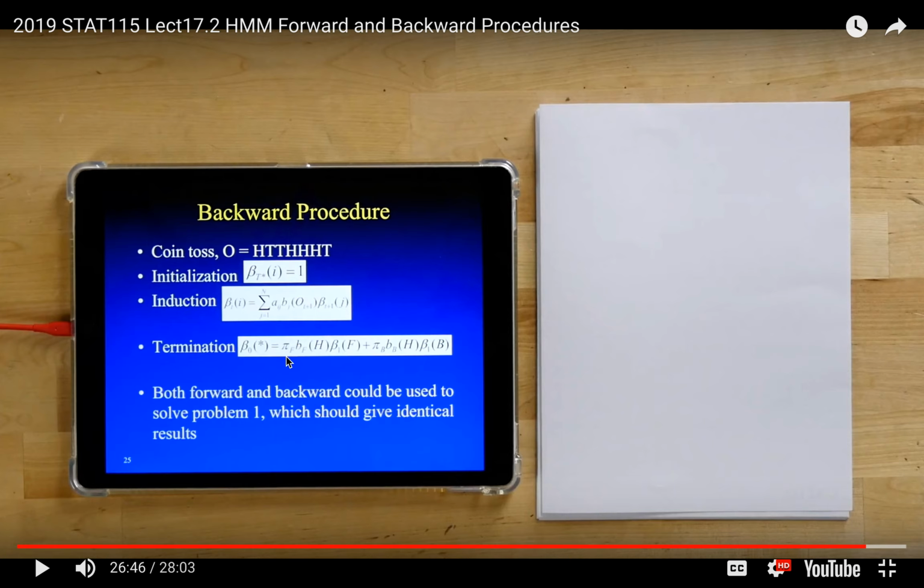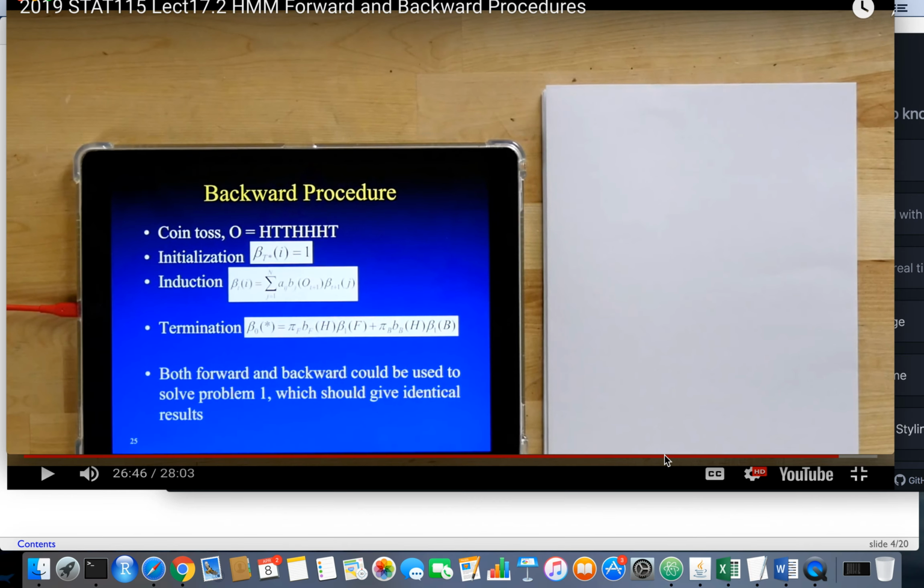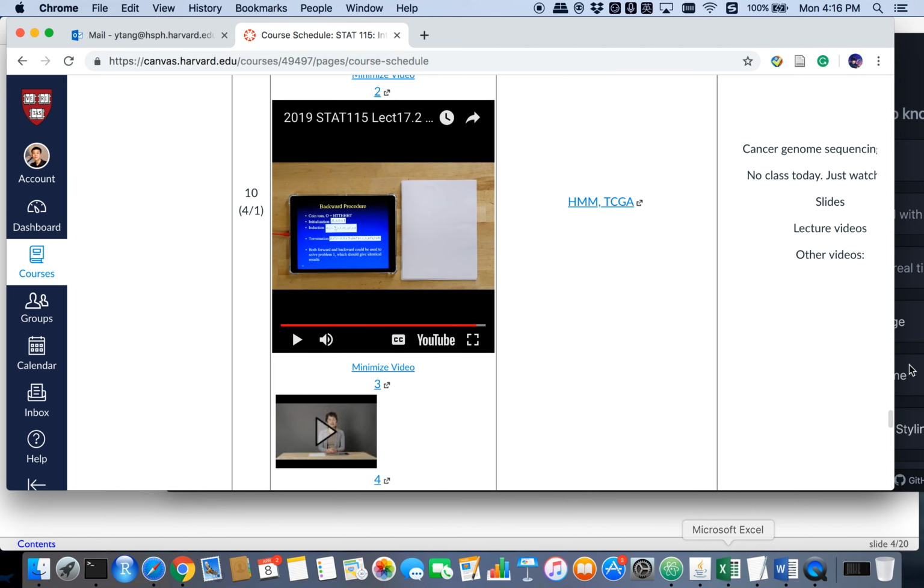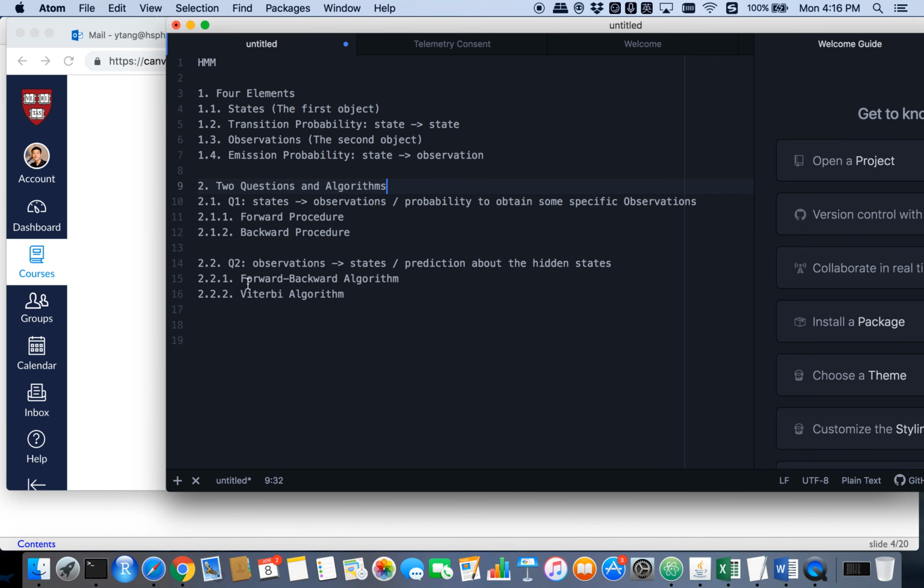Within this equation, you can see this pi f and also the pi b is actually the initialization probability. And at the end of the termination, the result of the backward procedure should be identical to the result of the forward algorithm. So if you compare the result of the backward procedure and the forward procedure, you should expect exactly the same one. That could give you a hint about whether you have done the right calculation for both of these procedures. All right, so until now, we have already introduced all these elements for this hidden Markov model and also how to answer these two types of questions.